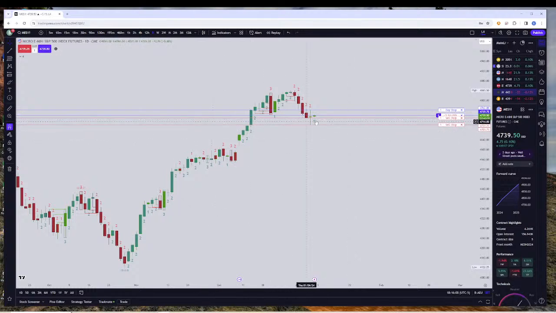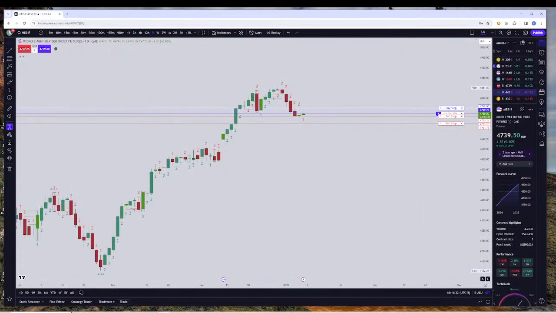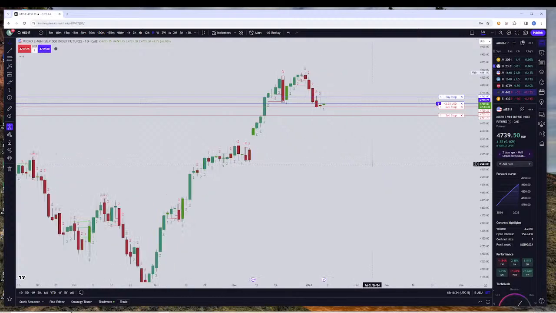You know, for me, if you feel comfortable using them, by all means, do whatever you feel comfortable with. But for me, I just like price action. And it's taken me long enough to learn it that I just prefer it.